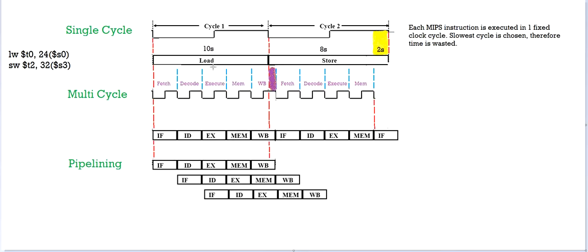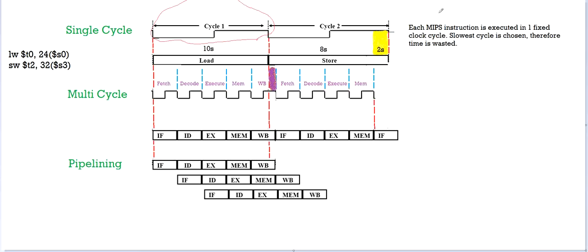As you can see here, we have two instructions, the load and next we have the store. The rule in single cycle MIPS instruction execution is that each instruction has to be executed in one fixed clock cycle. As you can see, each instruction is being executed in one fixed clock cycle, like so. The problem with single cycle execution is that, say the load instruction has an execution time of 10 seconds and the store instruction has an execution time of 8 seconds.